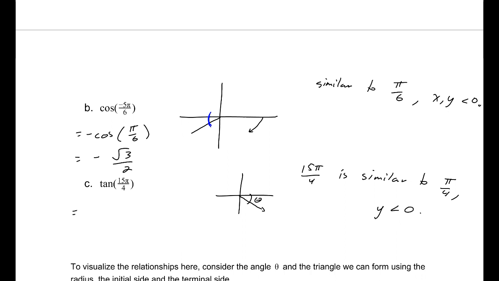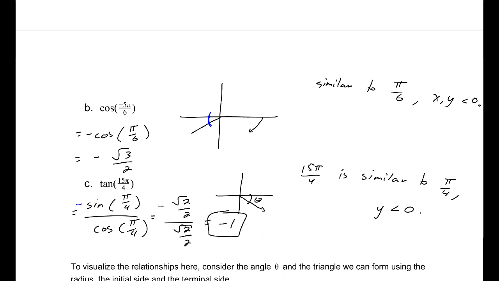So I'm going to write this in terms of sine and cosine. Because our y is less than 0, negative sine of pi over 4. Now sine of pi over 4 is root 2 over 2, so that's negative root 2 over 2, and root 2 over 2 for our cosine, the only place where the two are the same. And so we have that tangent of 15 pi over 4 is negative 1.